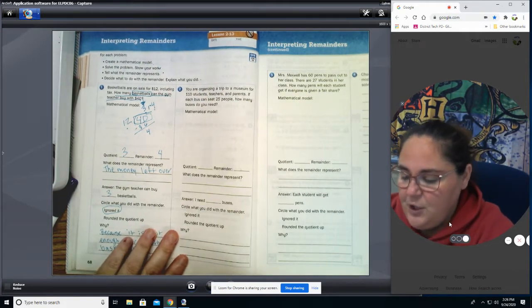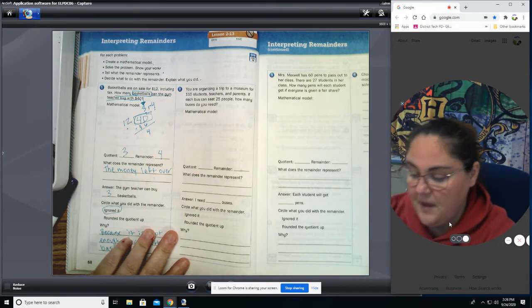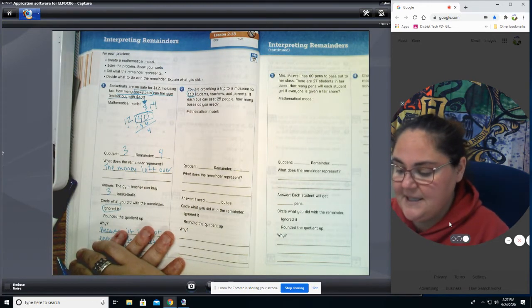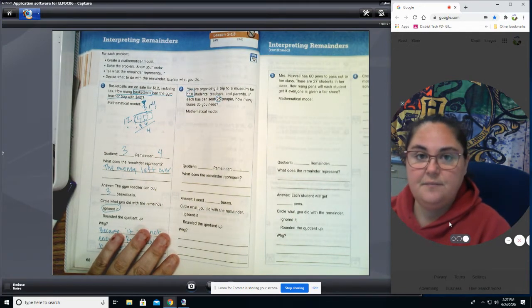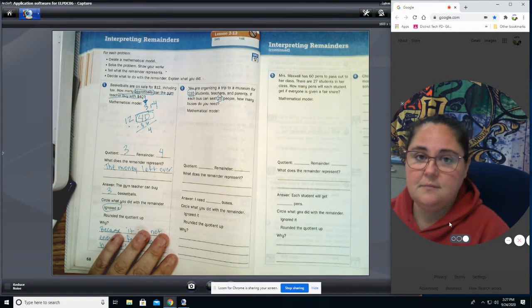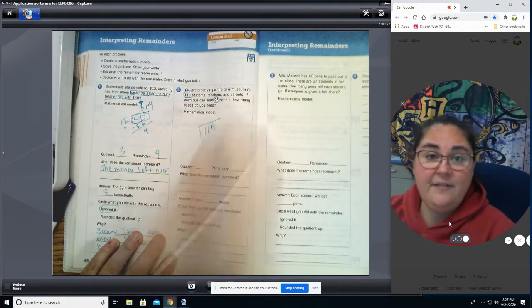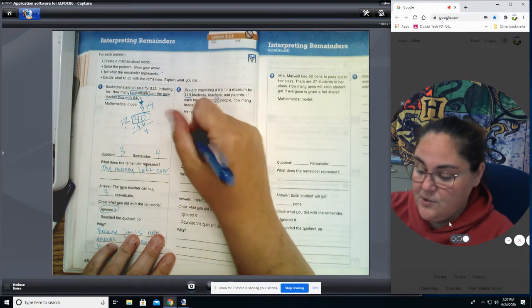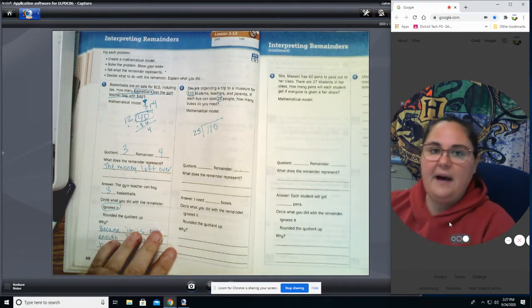Number 2, you are organizing a trip to the museum for 110 students, teachers, and parents. So there are 110 people. Okay. If each bus can seat 25 people, how many buses do you need? So what am I separating? What am I dividing? I'm dividing my people. How am I dividing them? By buses. So 25 per bus. What is 110 divided by 25?